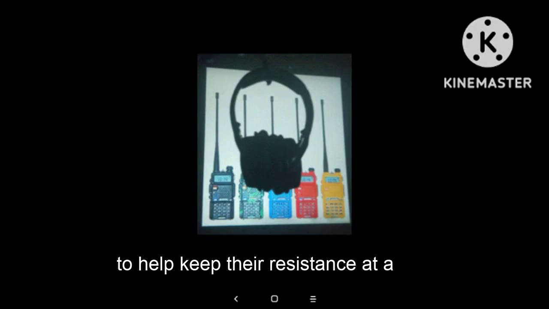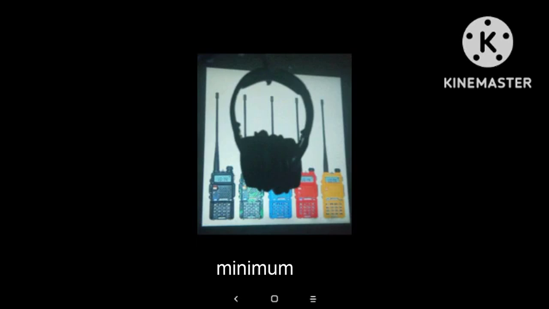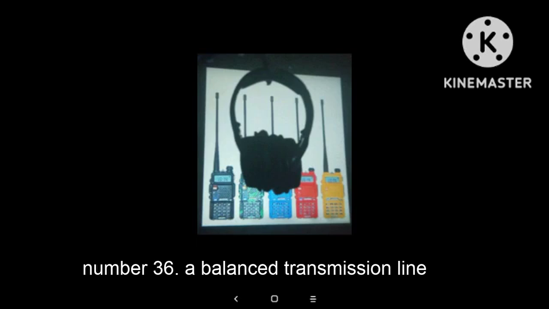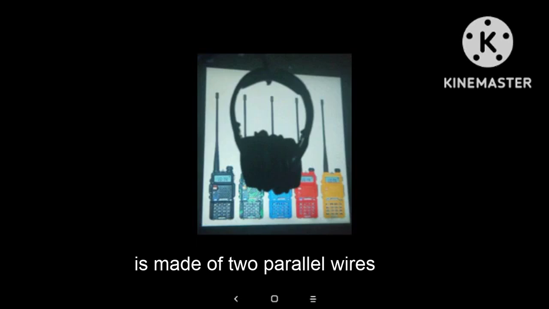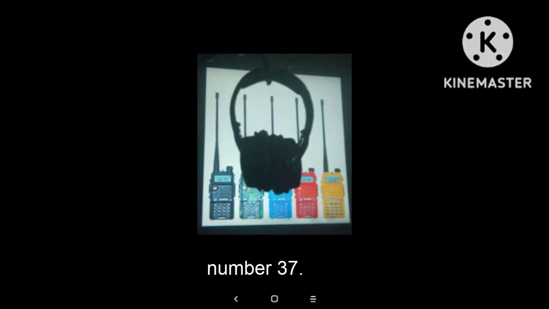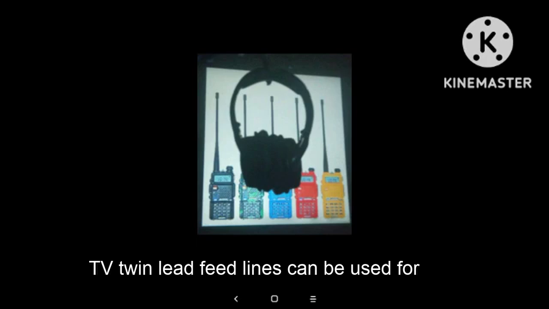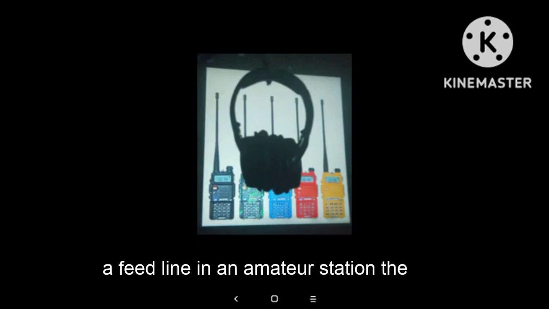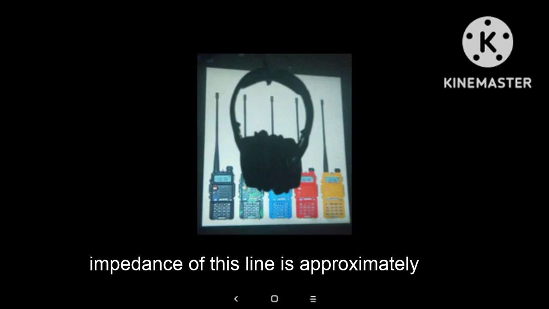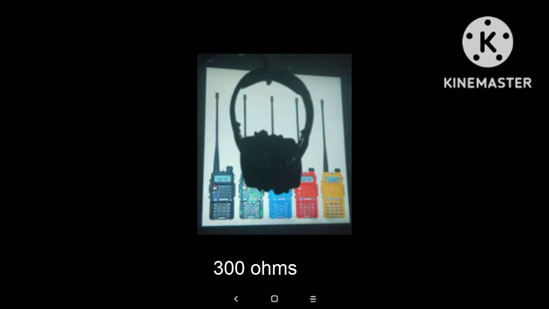To help keep their resistance at a minimum. Number 36. A balanced transmission line is made of 2 parallel wires. Number 37. TV twin lead feed lines can be used for a feed line in an amateur station. The impedance of this line is approximately 300 ohms.